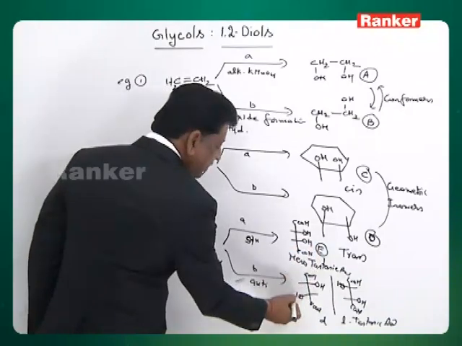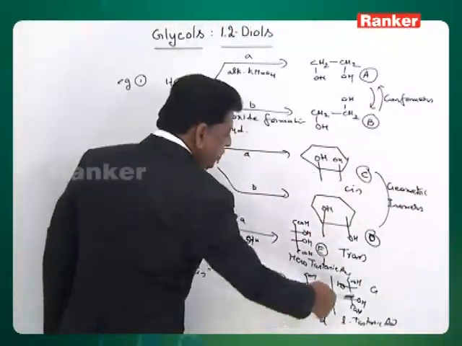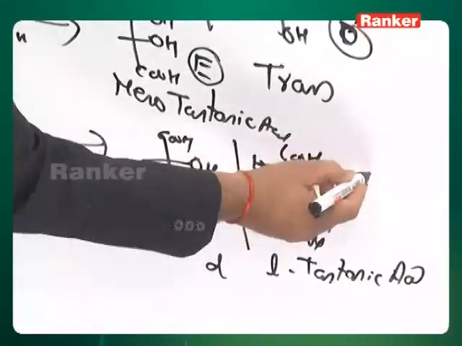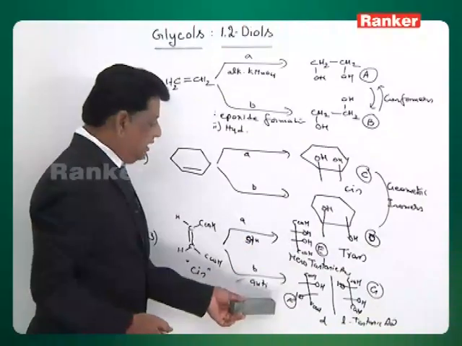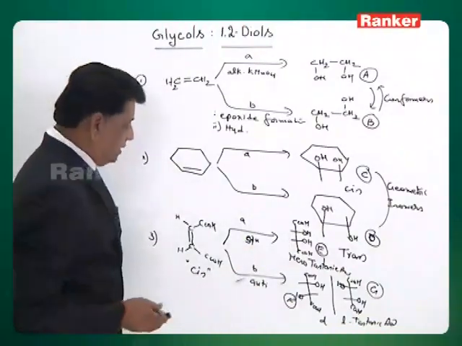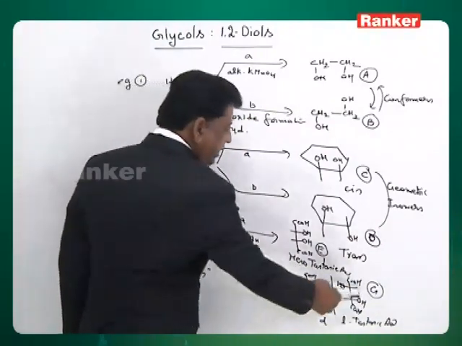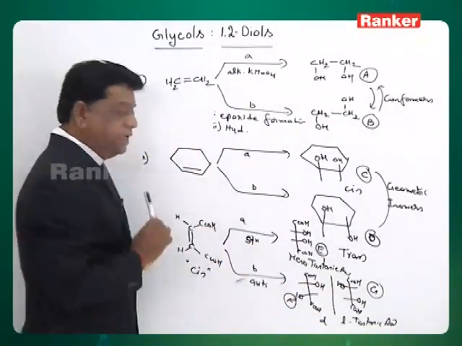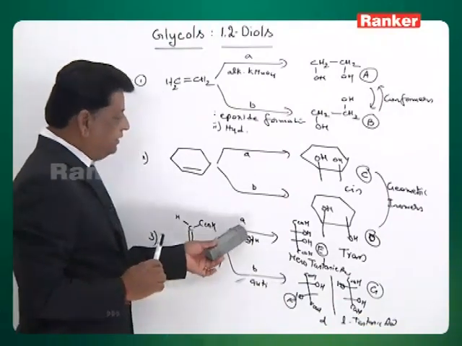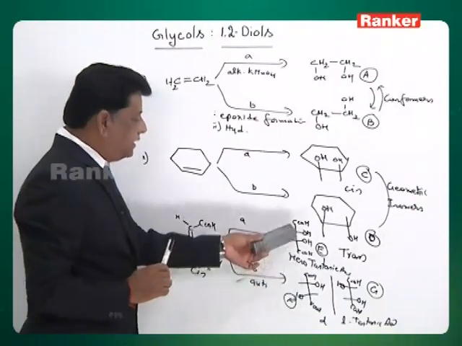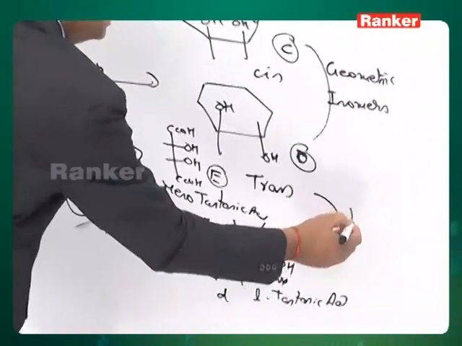And if I label the isomers E, F and G, what is the relation between E and F? E and F are called diastereomers. F and G, both formed in the second reaction, are enantiomers, isn't it? A set of enantiomers comes in this case, whereas if the addition is cis, its diastereomer comes. Between E and F, the relation is diastereomers.